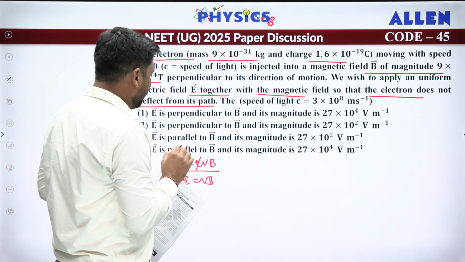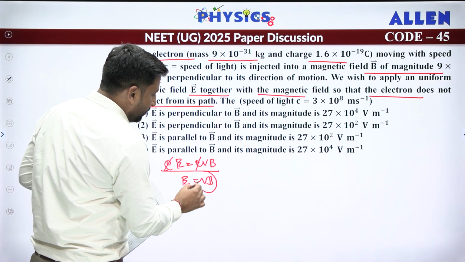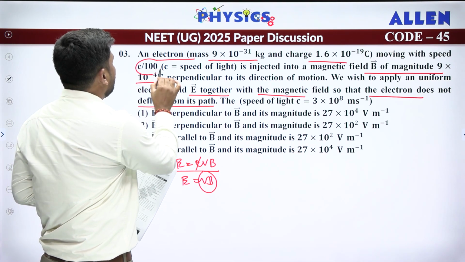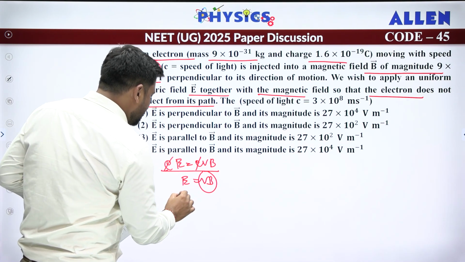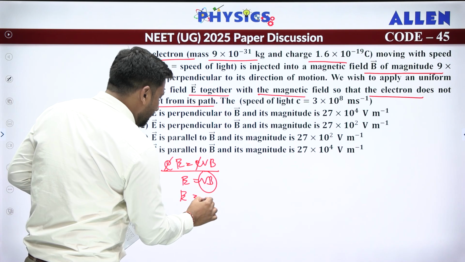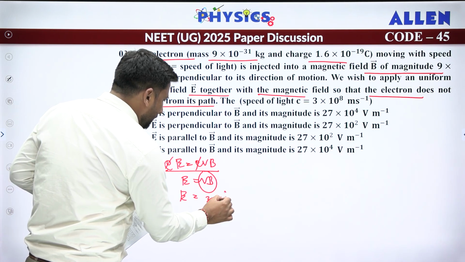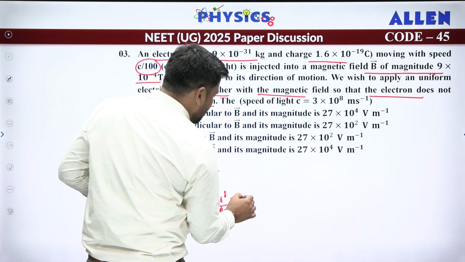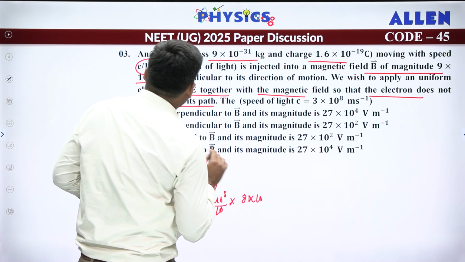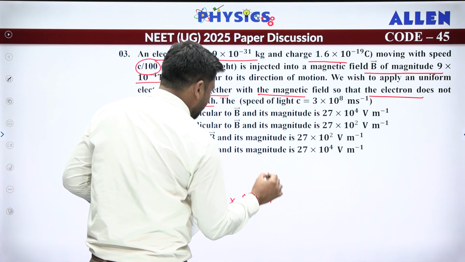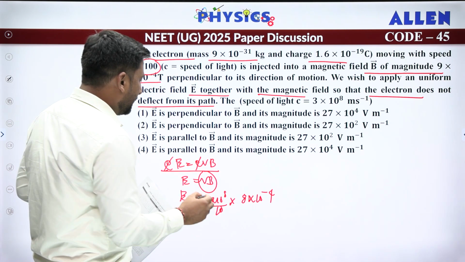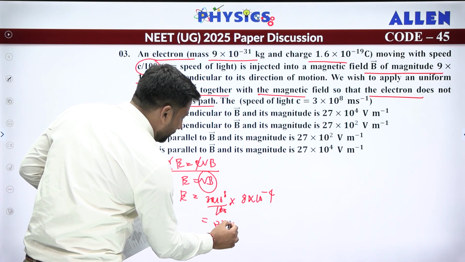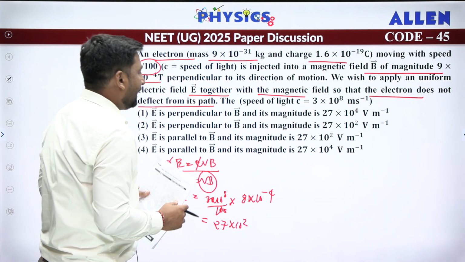Now, if you solve this question, what is already given to us? We are given the magnetic field. We have to multiply it with the speed. The speed is already given in the question: the electron is moving with speed c divided by 100. So you will get E as 3 into 10 power 8 divided by 100, multiplied with B, which is 9 into 10 to the power minus 4, right? If you solve this, you will get 27 into 10 to the power 2.